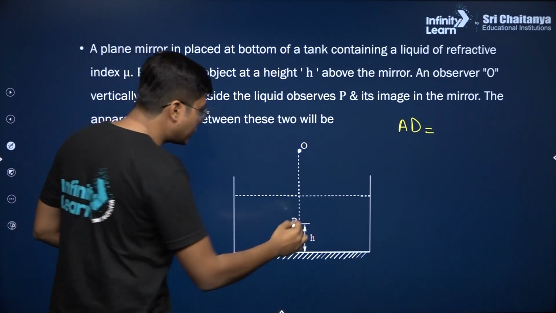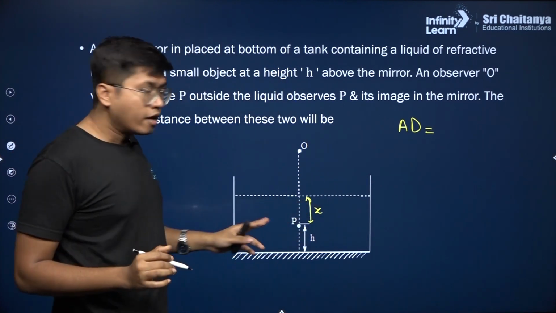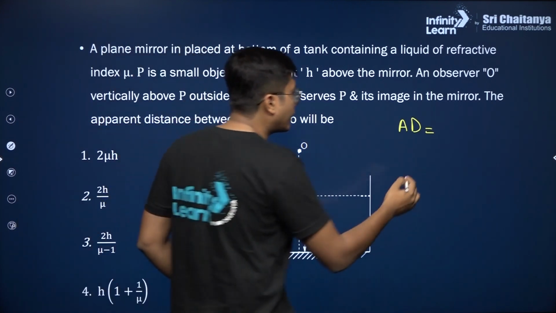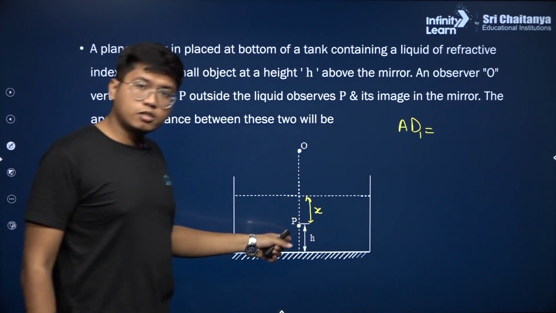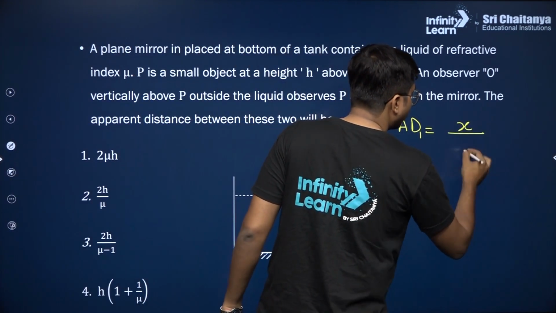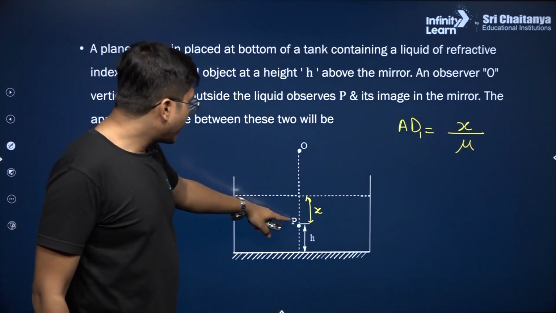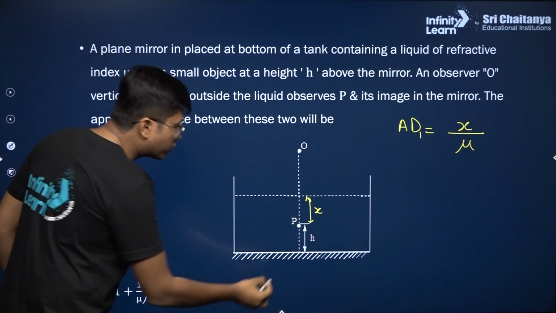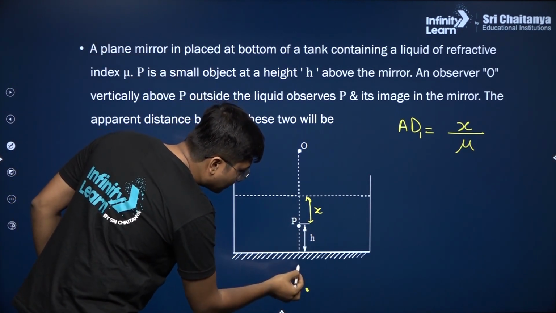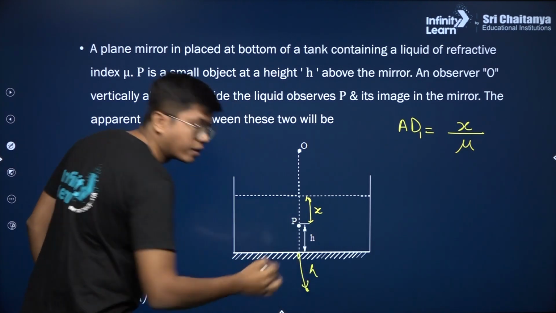Now let's assume this depth over here is x. This depth here is x, which means the apparent depth of this point, let's call that AD1, is going to be the real depth x divided by the refractive index mu. Now, where would the image of this be? If this is h, then the image is formed exactly the same distance from the mirror. So this would also be h over here.